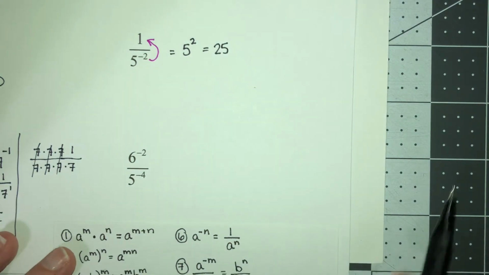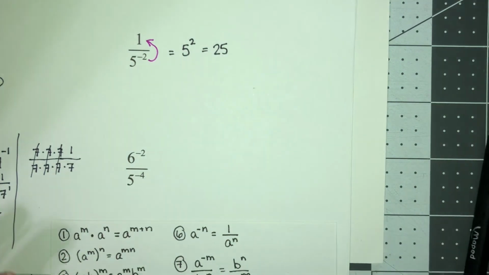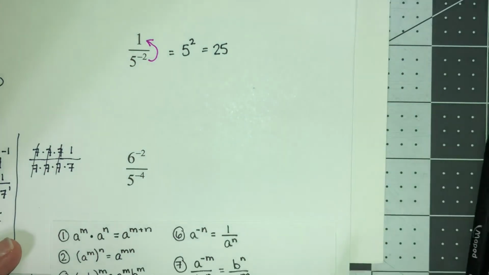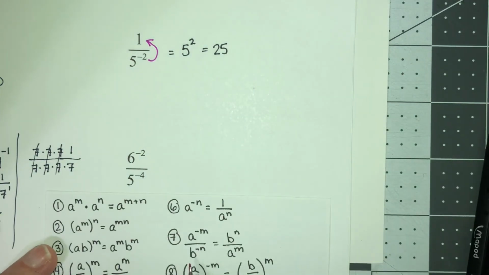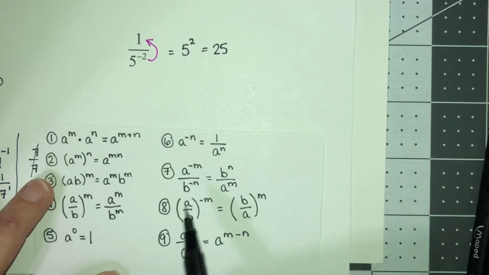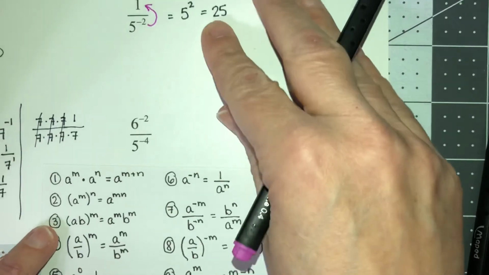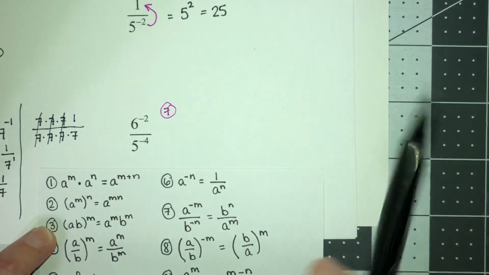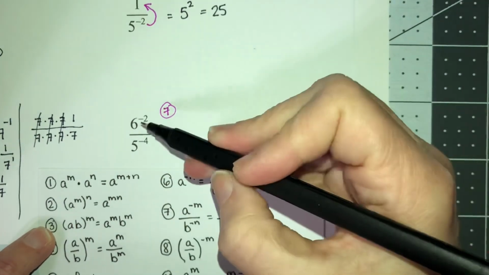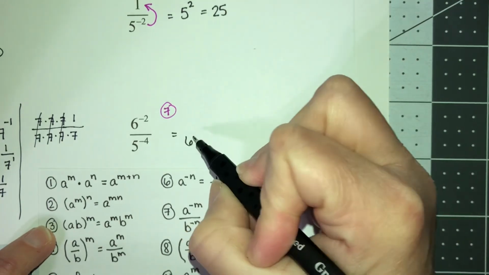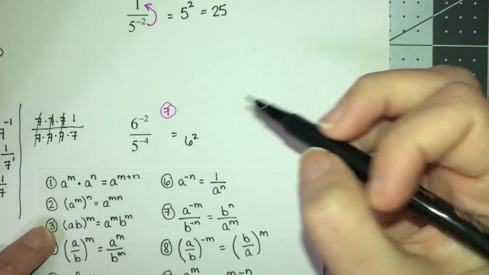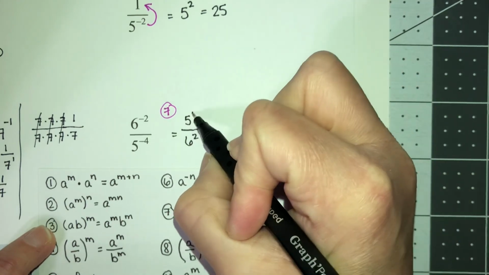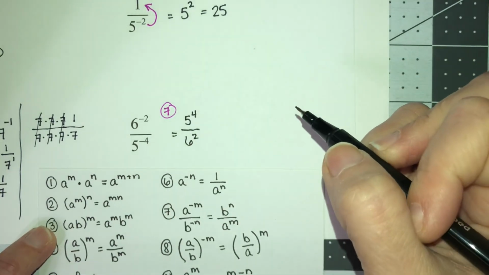So let's look here. This time, I have different bases with negative exponents. I have exactly property number 7 right here. Okay, so this is property 7. What this says is that the one that's in the top moves down to the bottom and becomes a positive exponent. So I have 6 squared in the bottom, and then 5 to the 4th moves up to the top.